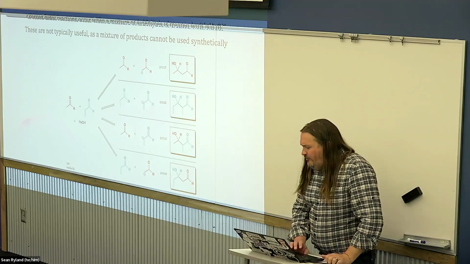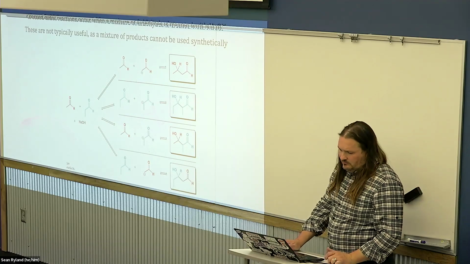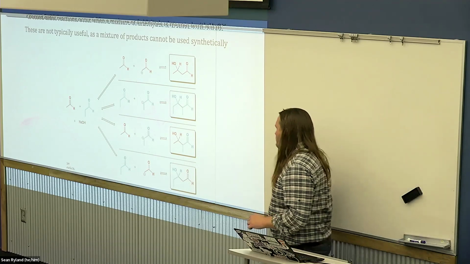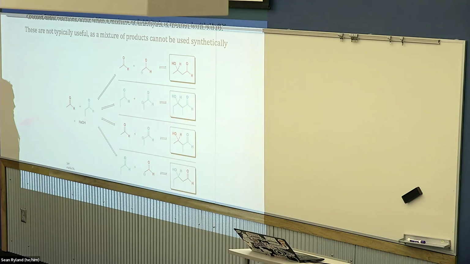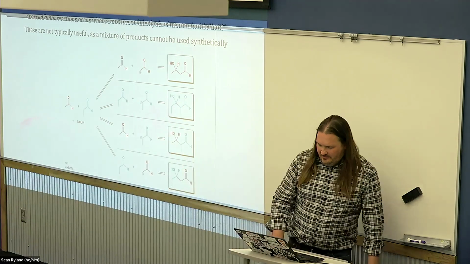Right, so if we could find a way to control that, though, that could be a useful reaction. What could we do to try and control which product we make, to only make one product? And we use the same cross aldol condensation. Frame it a little bit differently.